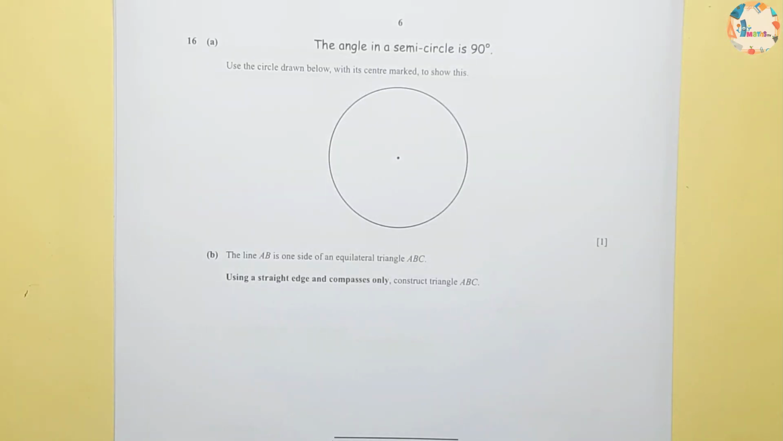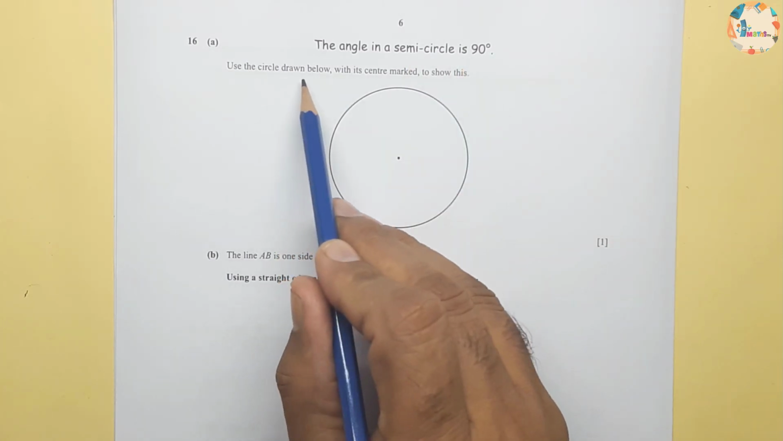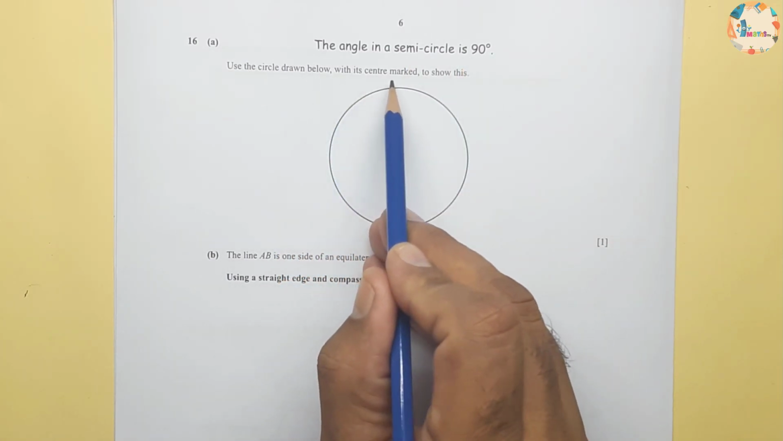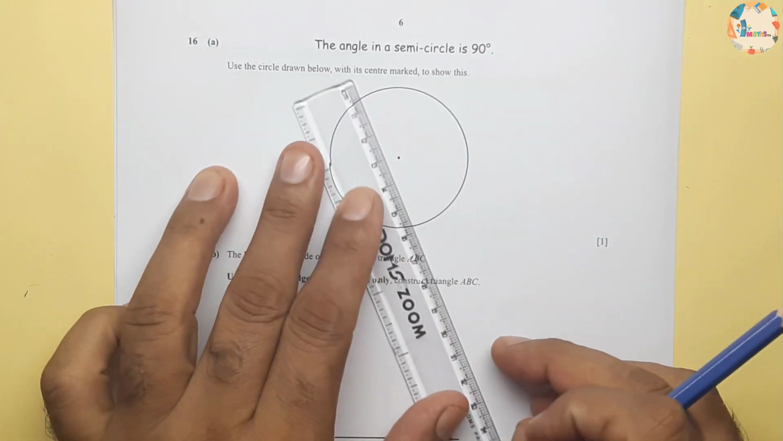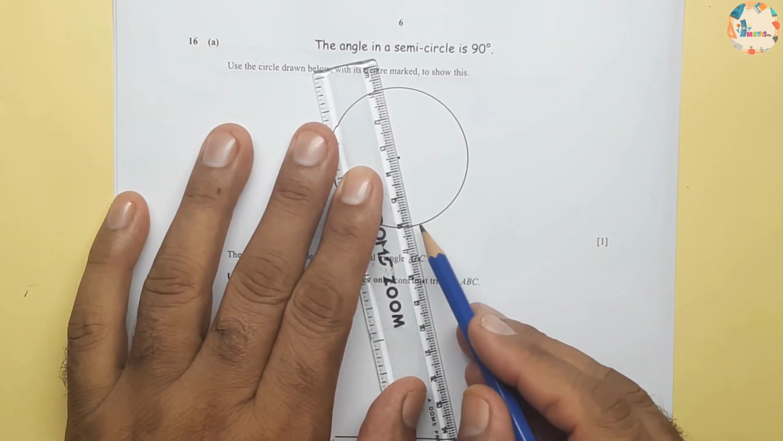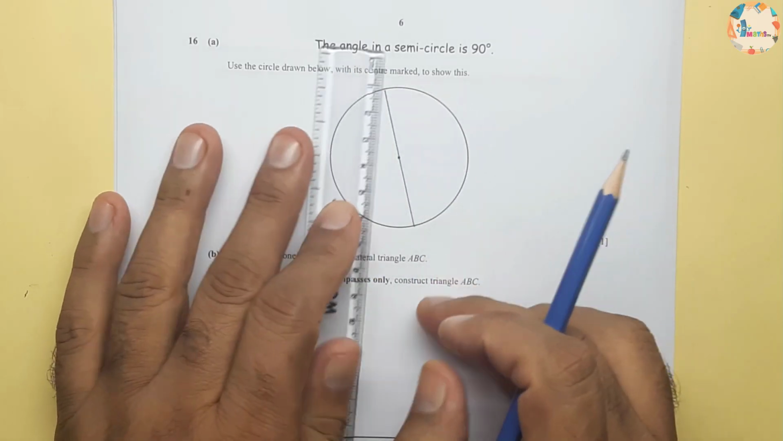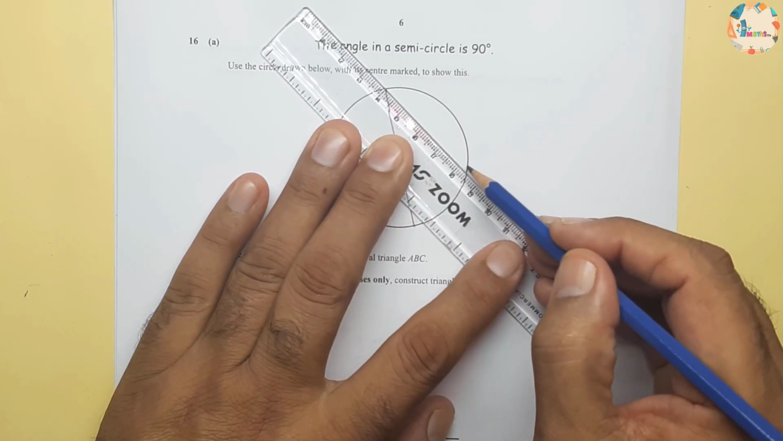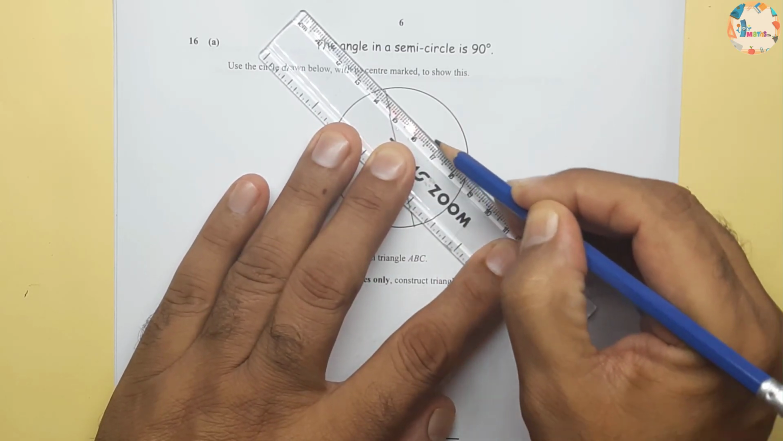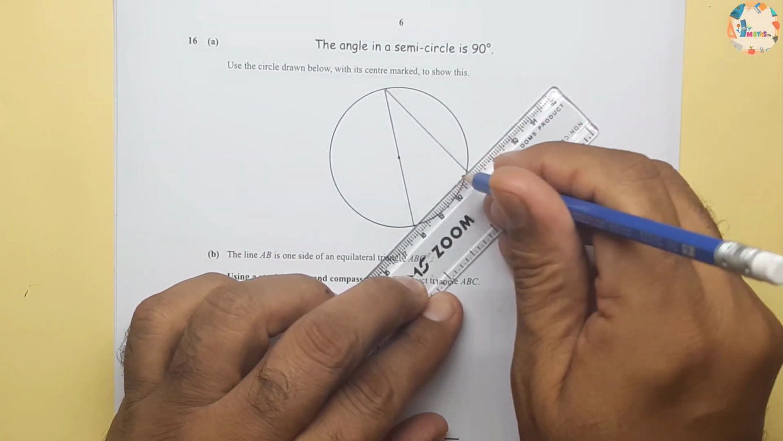Then comes question number 16. The angle in a semicircle is 90 degrees. Use the circle drawn below with its center marked to show this. We'll have to show basically the diameter. We can draw the diameter like this one, and we'll have to draw any triangle we can show like this one. So we can draw over here, and this will be 90 degrees.